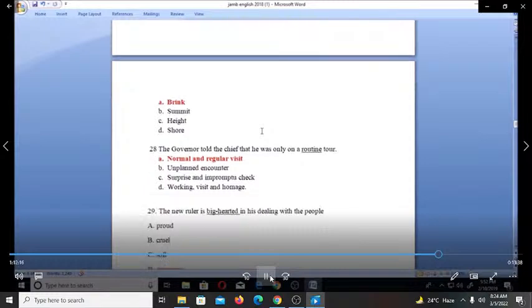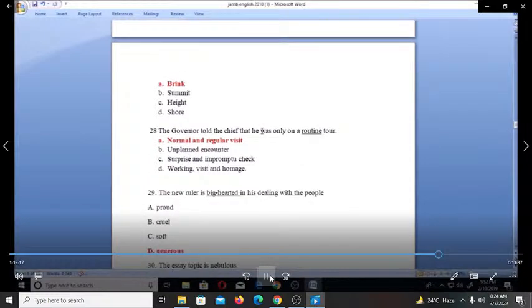So number 28, the governor told the chief that he was only on a routine tour. So the word there is routine, which is the closest in meaning to it. Is it A, normal and regular visit, B, unplanned encounter, C, surprise and impromptu check, D, walking visit and homage? Routine simply means the same thing as normal and regular visit. So the option that is the correct answer is A.